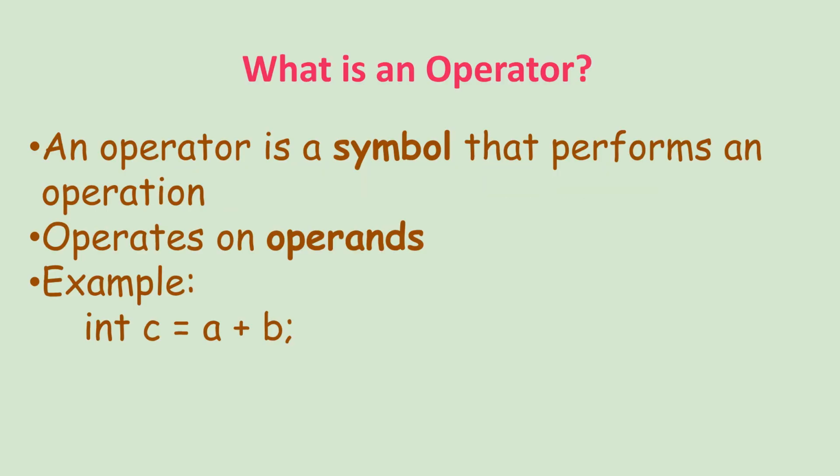What exactly is an operator? An operator is a symbol that performs an operation on one or more operands. For example, in int c = a + b, the plus sign is an operator.